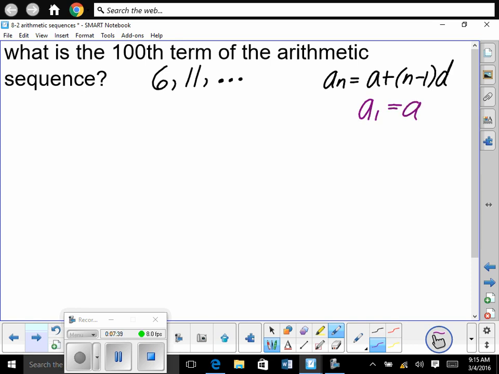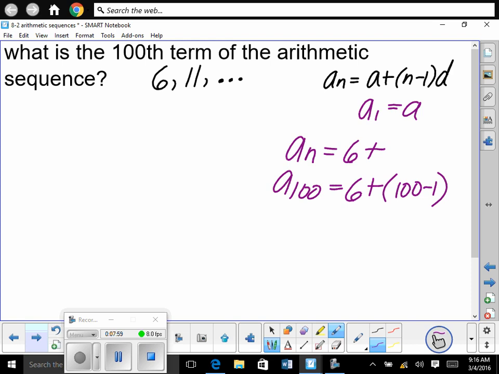Okay, so what is a sub 1 in this sequence? Good. So our a value is 6. So we have a sub n is equal to 6 plus, now n is the term we're talking about, right? So we're looking at a sub 100 is equal to 6 plus 100 minus 1. Isn't that n minus 1? And then d is the common difference.